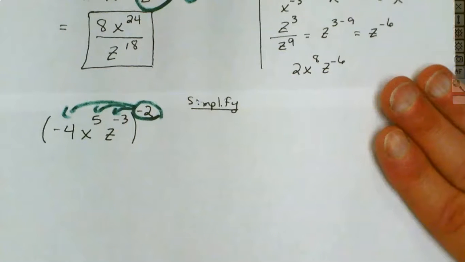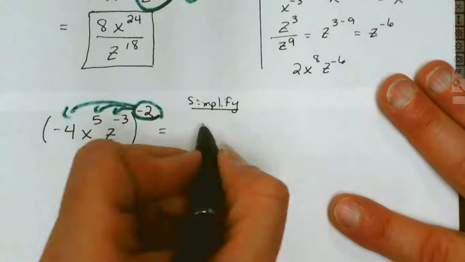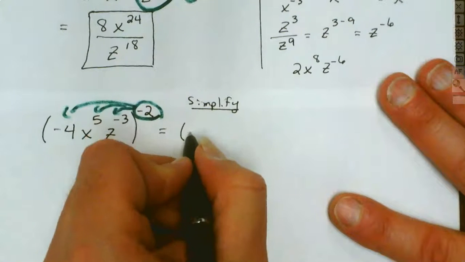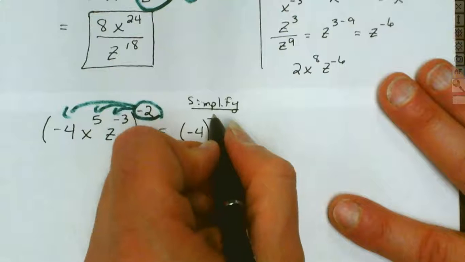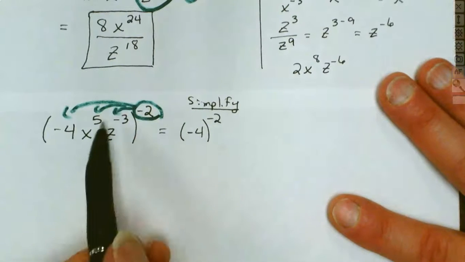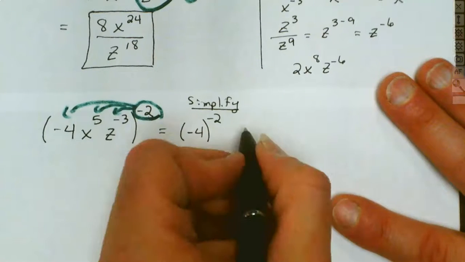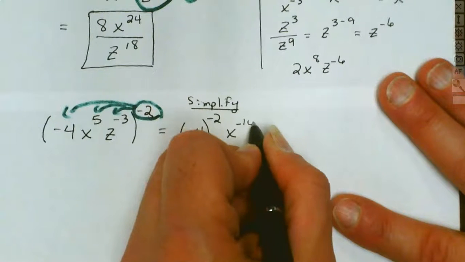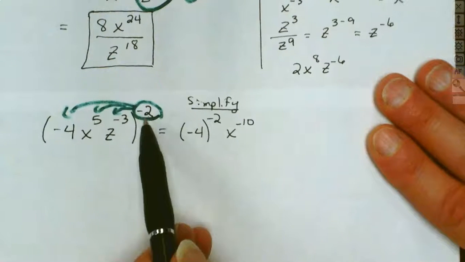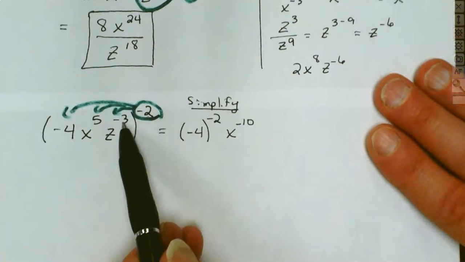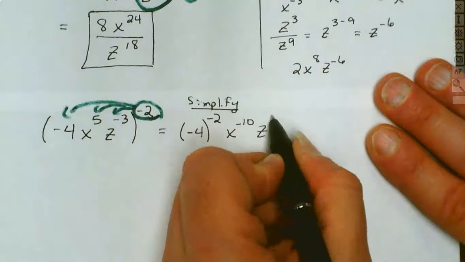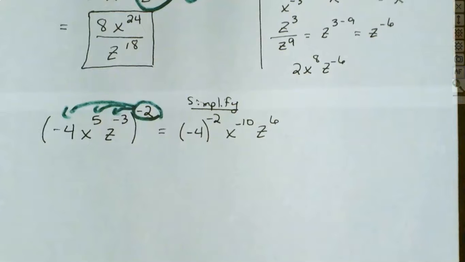When we have a negative number, we need to make sure that we put parentheses around it. So when I distribute that through, because there's parentheses, that's going to be negative 4 to the negative second power. Negative 2 times 5, that makes it an x to the negative 10th power. What about the z, though? Negative and negative here makes it a positive z to the 6th. Whenever you have negatives, you need to make sure when that number is negative that you put parentheses around it.